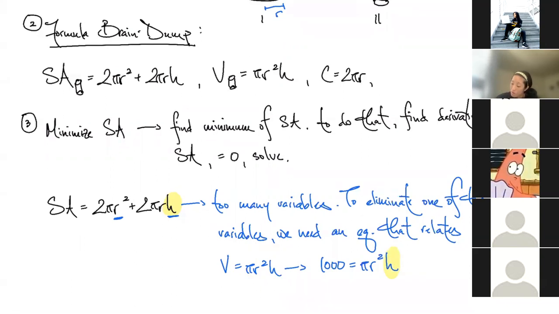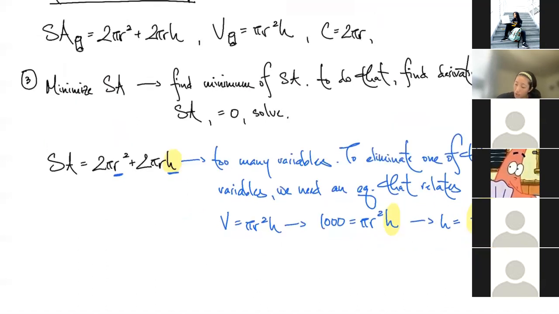I know that I'm going to be finding a derivative. And the worst thing I can do for myself is make that equation really hard with square roots, and then I have to get a square root derivative somehow, okay? So we can say that h equals 1,000 divided by pi r squared. And everywhere I see an h, I'm gonna replace it with 1,000 over pi r squared, okay?